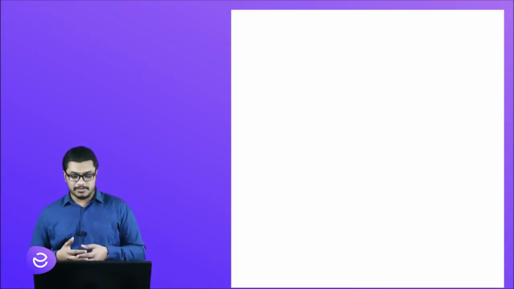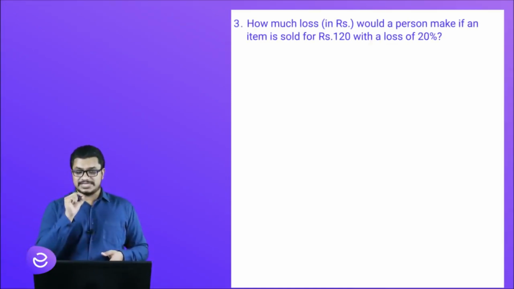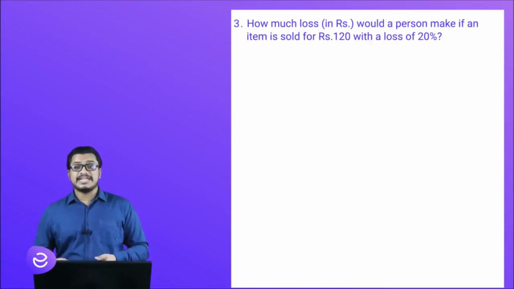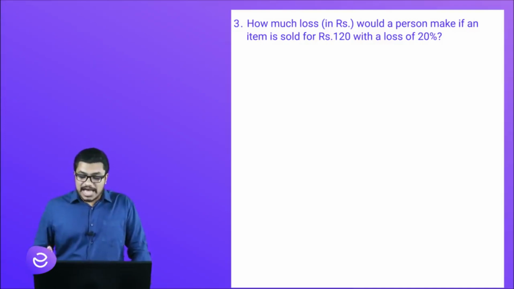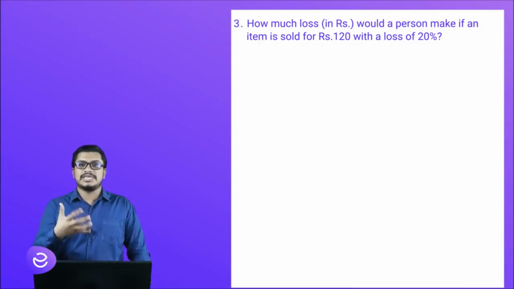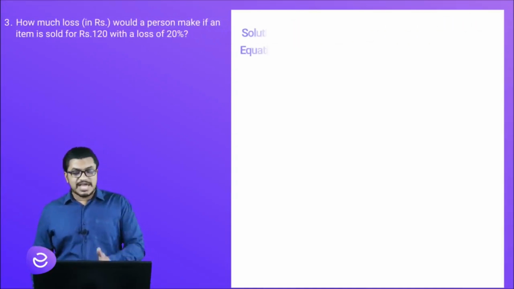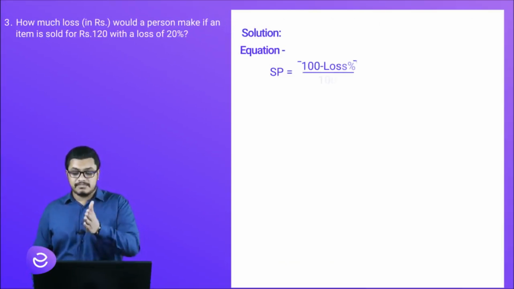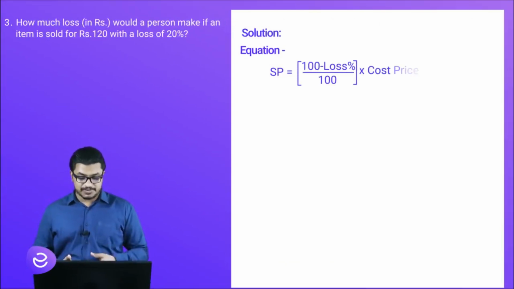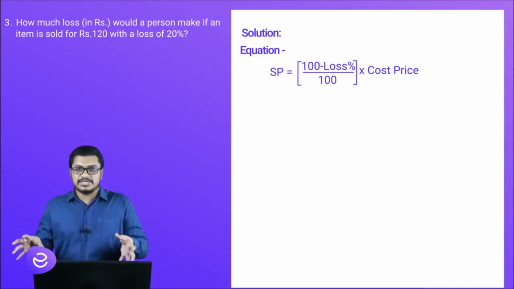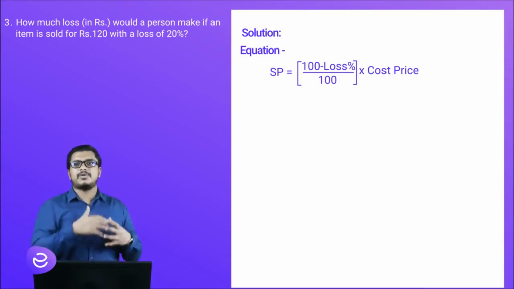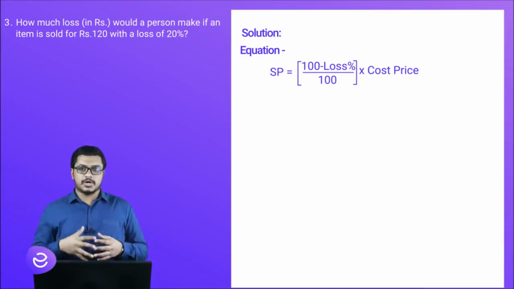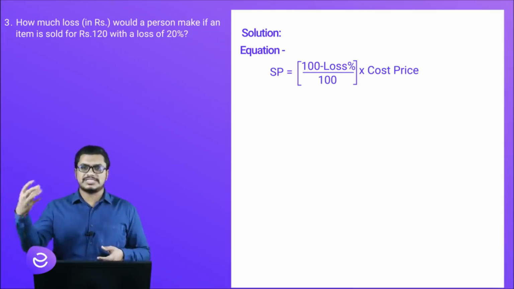Now we'll do one more problem. How much loss in rupees would a person make if an item is sold for 120 rupees with a loss of 20%? So he sold an item for 120 rupees and incurred a loss of 20%. What is the amount of money which he has lost? We have the equation: selling price equals 100 minus loss percentage by 100 into cost price. Here we have the selling price, but the cost price is unknown. So we take the cost price as X, or maybe just leave it as cost price.